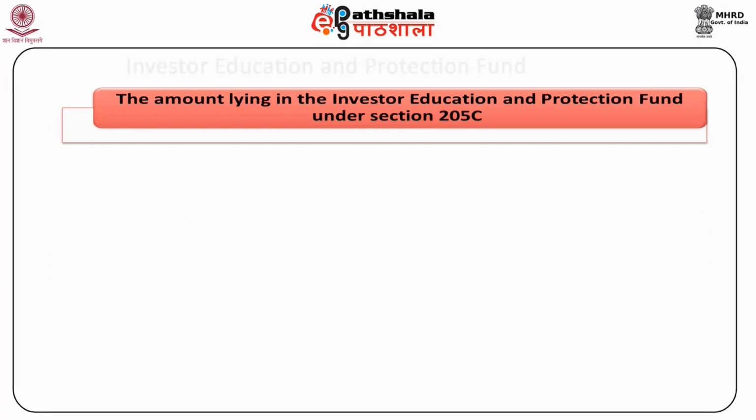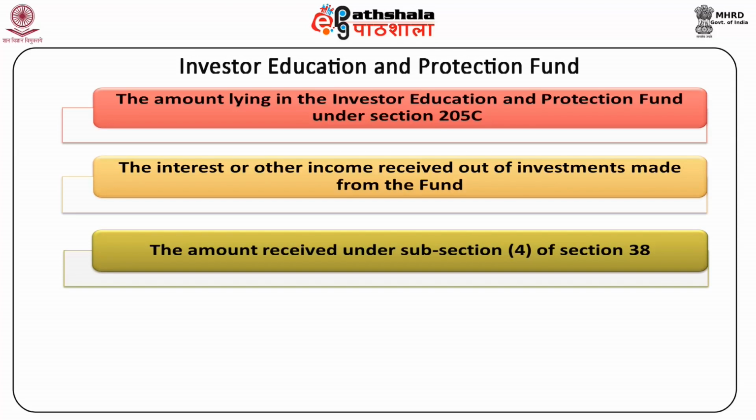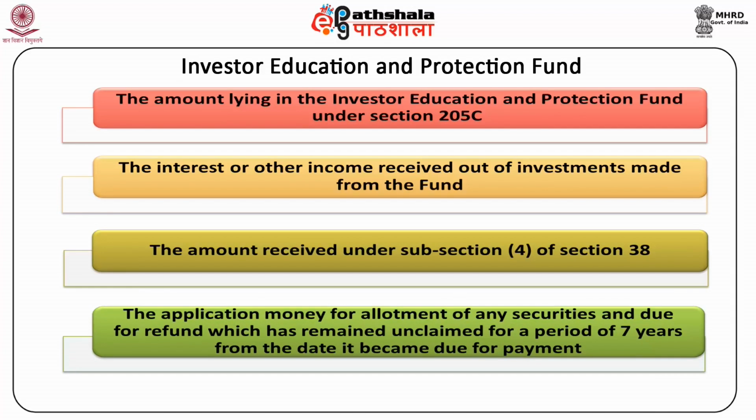E. The amount lying in the Investor Education and Protection Fund under Section 205C of the Companies Act 1956. F. The interest or other income received out of the investments made from the fund. G. The amount received under subsection 4 of section 38. H. The application money received by companies for allotment of any securities and due for refund which has remained unclaimed for a period of 7 years from the date it became due for payment.